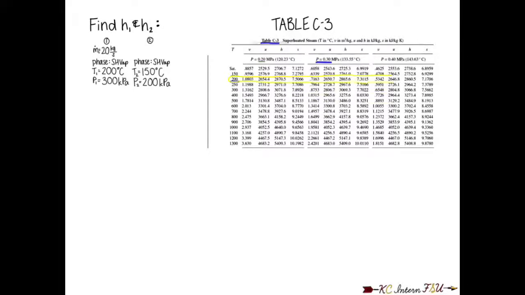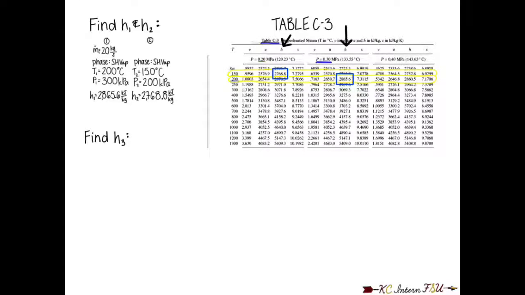We have our given information about each flow. From there, we can use table C3 to determine H1 and H2. H1 being 2,865.6 kilojoules per kilogram, and H2 equal to 2,768.8 kilojoules per kilogram.